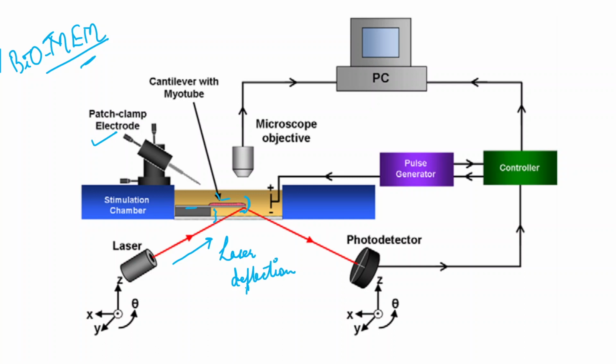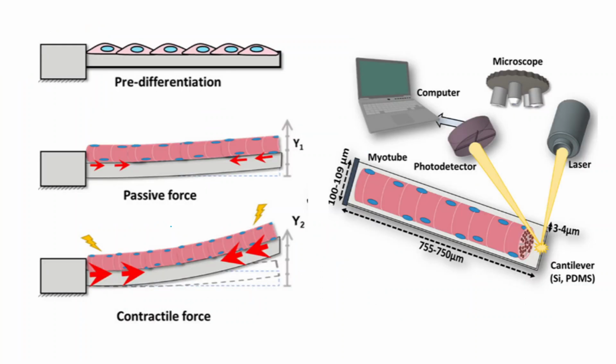So this laser deflection will happen, and it can then be detected by this photo detector, and this information can go to your computer or to any of your processing software, and then you can determine whether your myotube has contracted or not as a response to the stimulus that you were providing. Here now you can appreciate it more. So this is the cantilever.